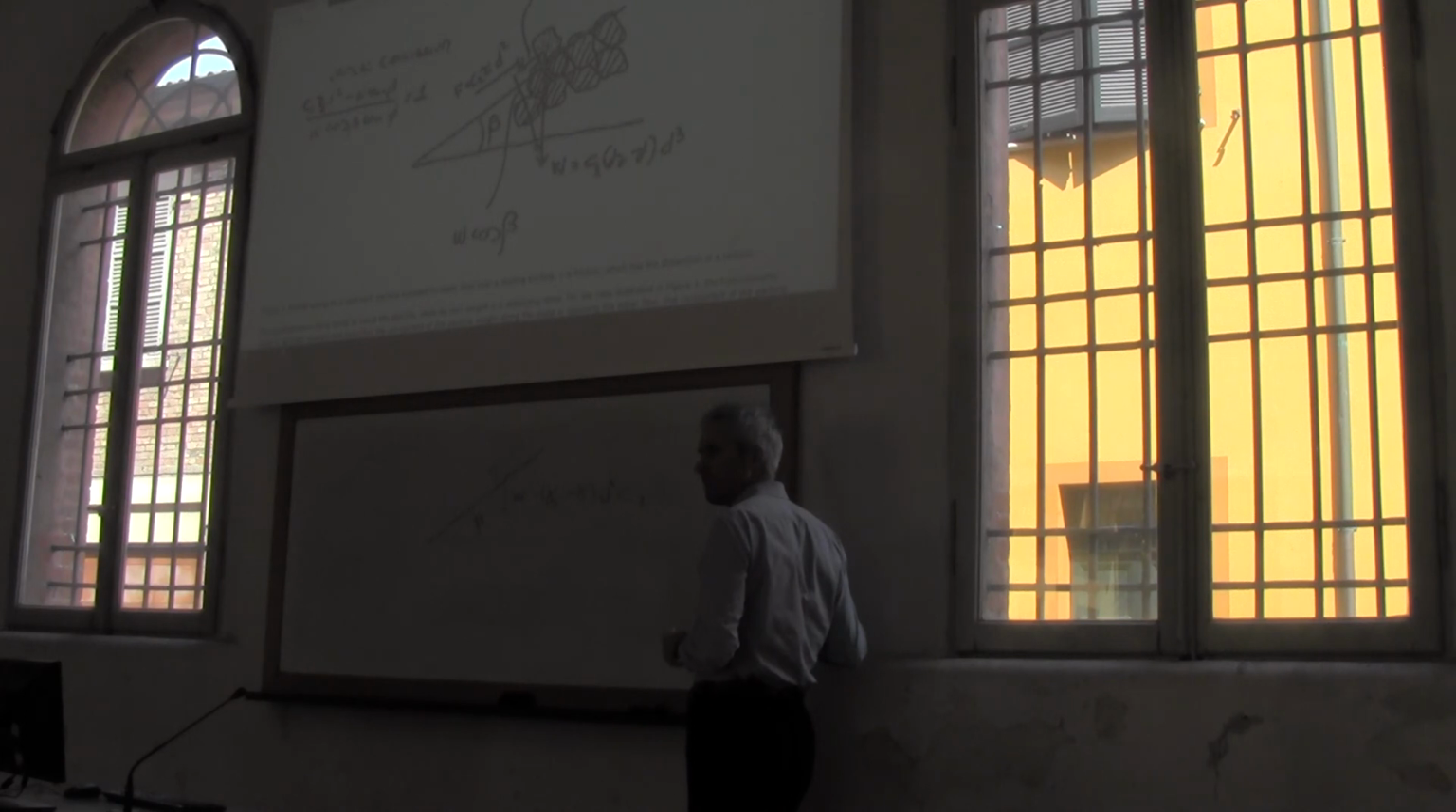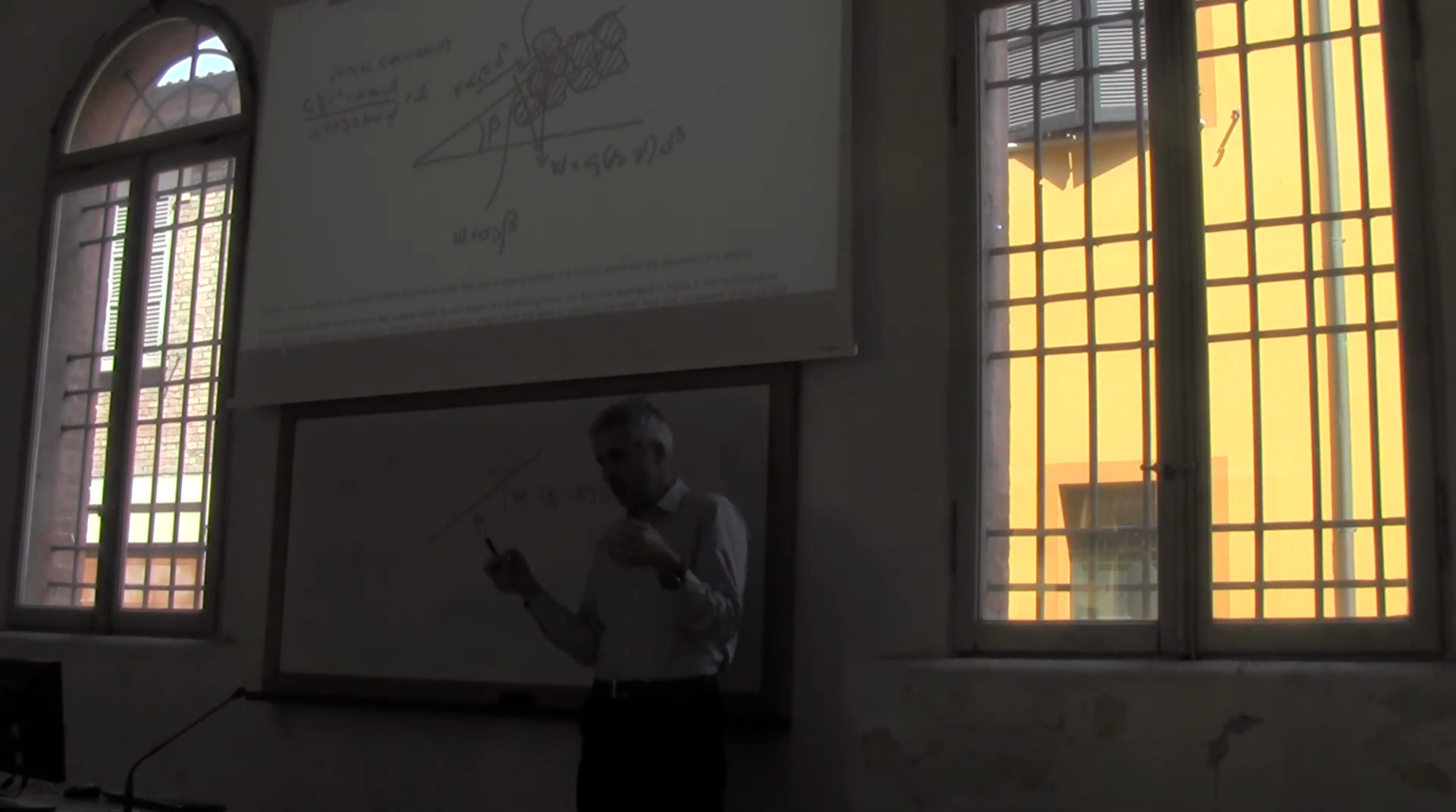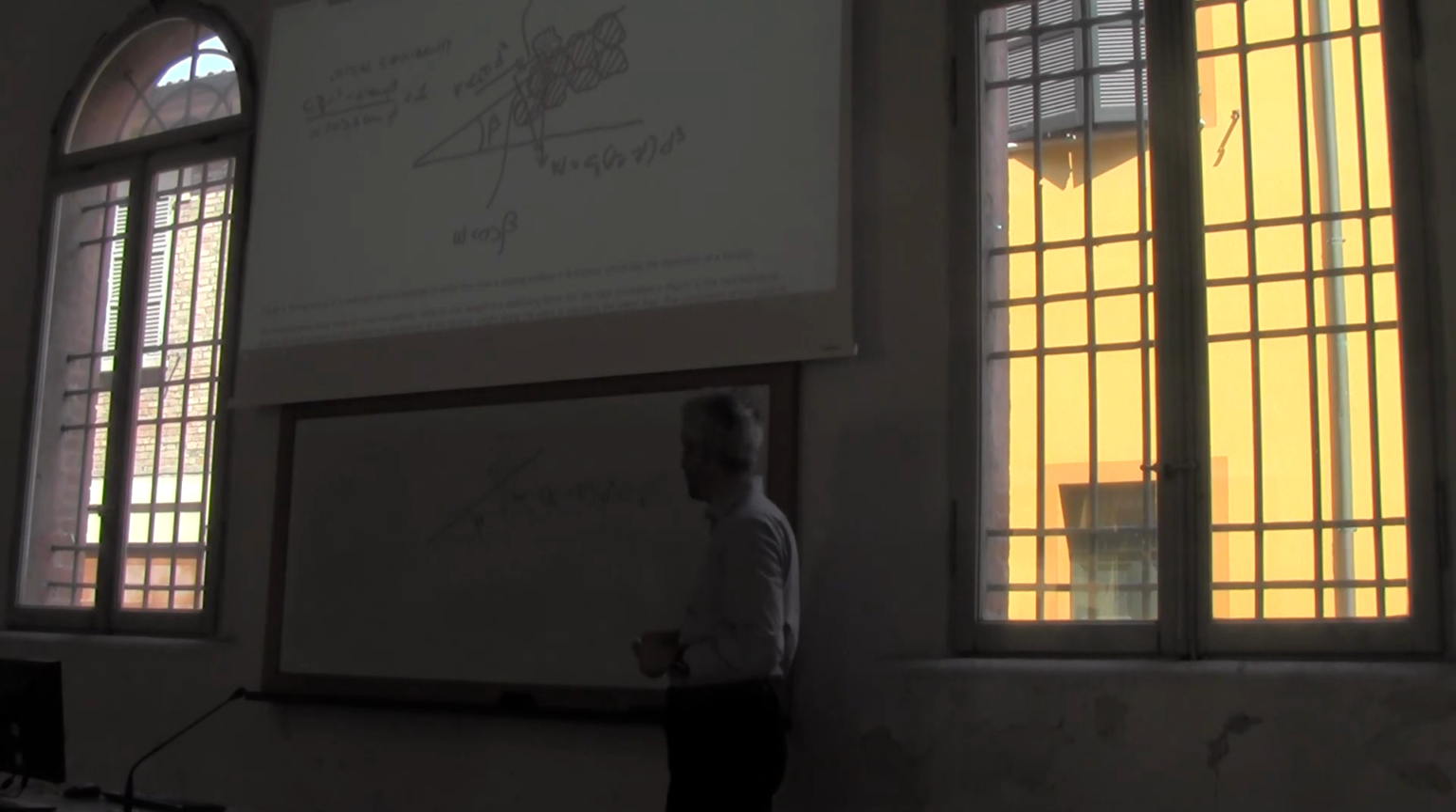Sorry, could you explain again what is D? D is a characteristic dimension of the boulder. If it is a regular shape, let's suppose that it's a cube, it's the side of the cube. If it is a sphere, D is the diameter of the sphere. And this is the immersed weight, I think you got it, and C is a proportionality coefficient which depends on the geometric shape of the boulder. Okay, this is W.